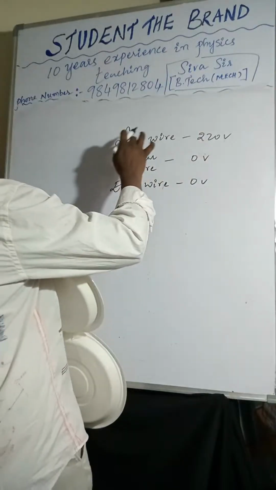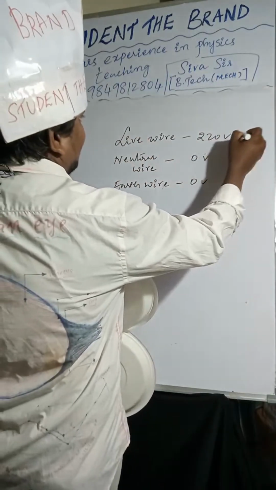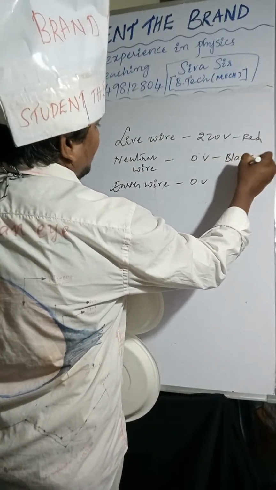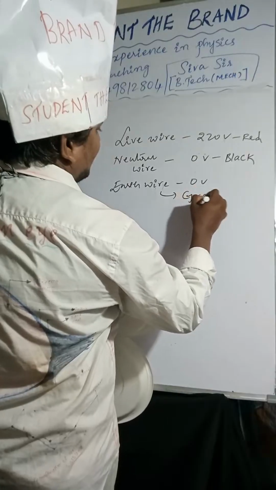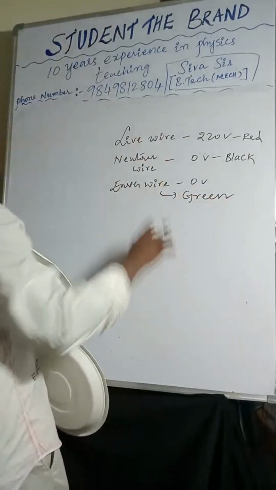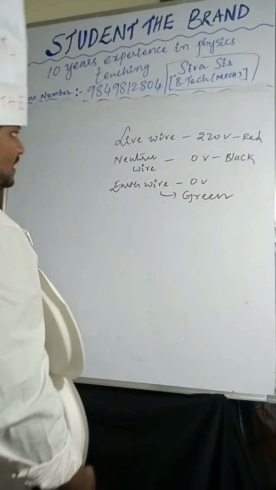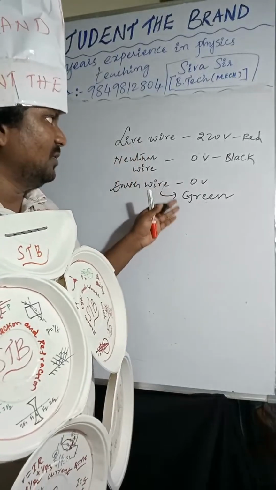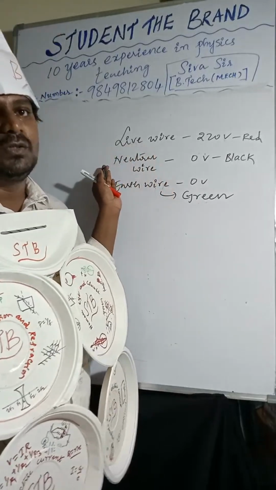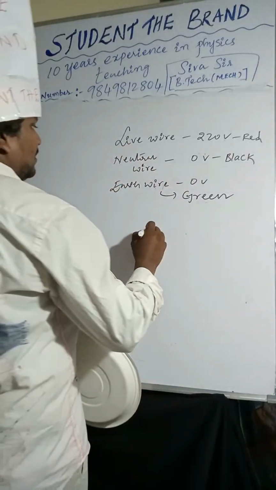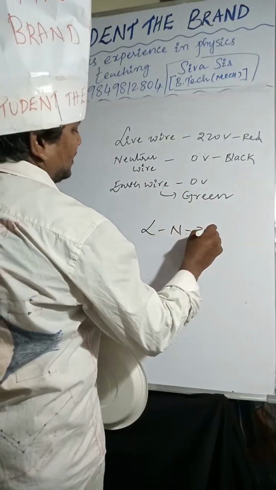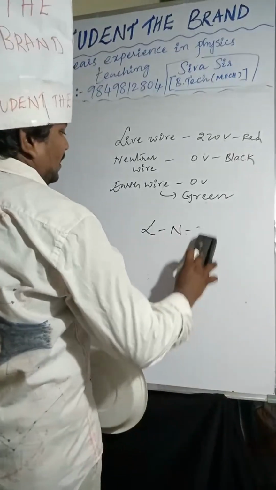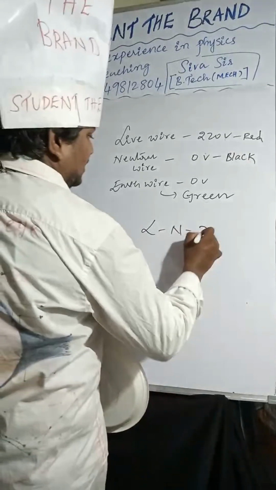So the difference between live wire and neutral wire: live wire is in red insulation, neutral wire is black insulation, black in color, and earth wire is in green color. Live wire potential is 220 volts, neutral wire is 0, earth wire also 0. The difference between live wire and neutral wire is 220 volts. So in India, we are using 220 volts. Very, very important, 220 volts.